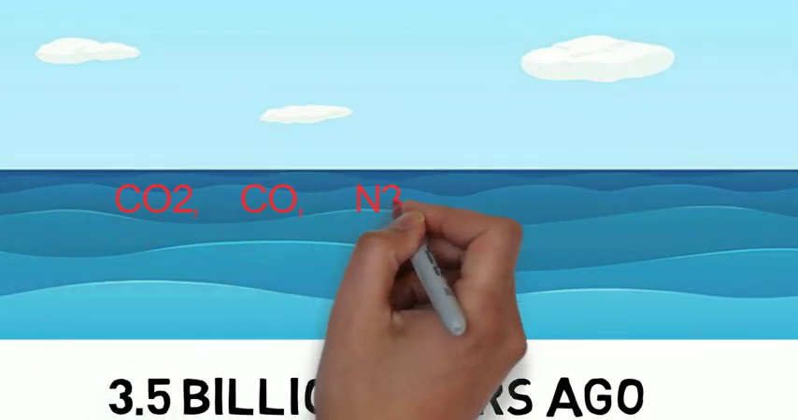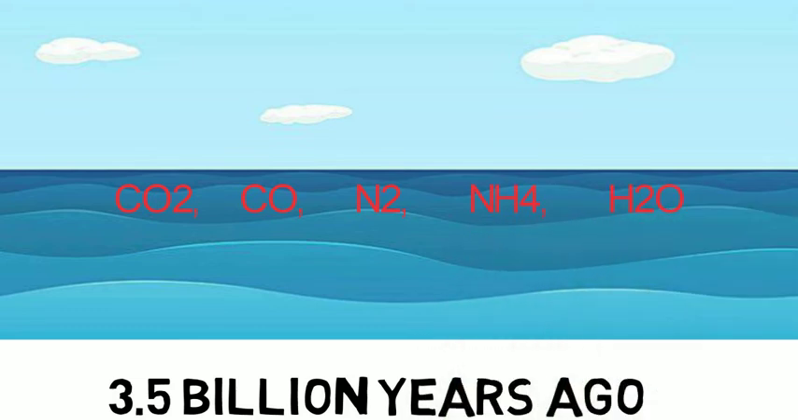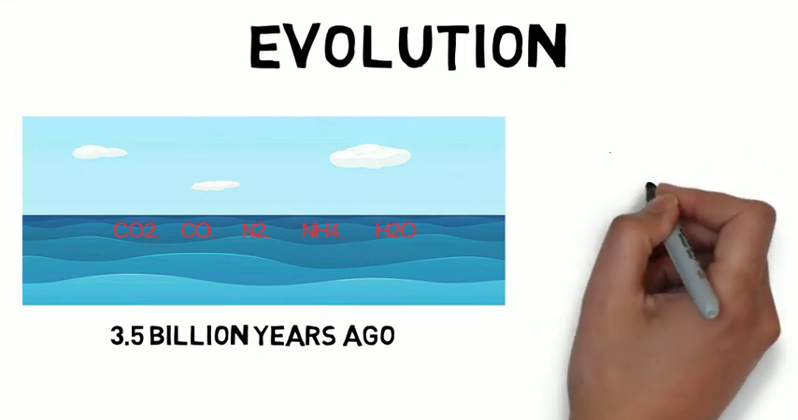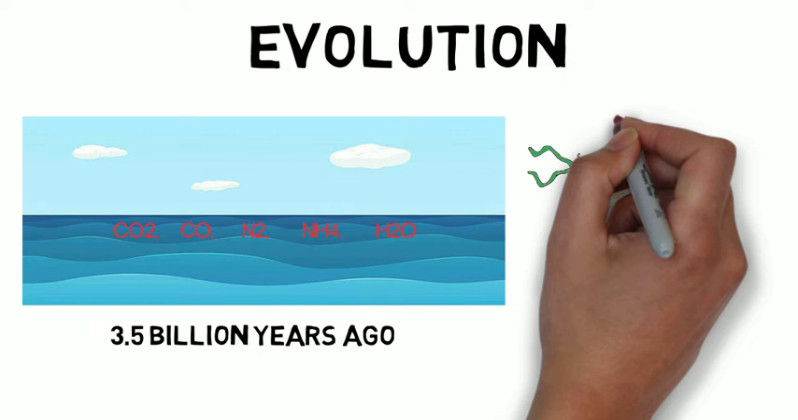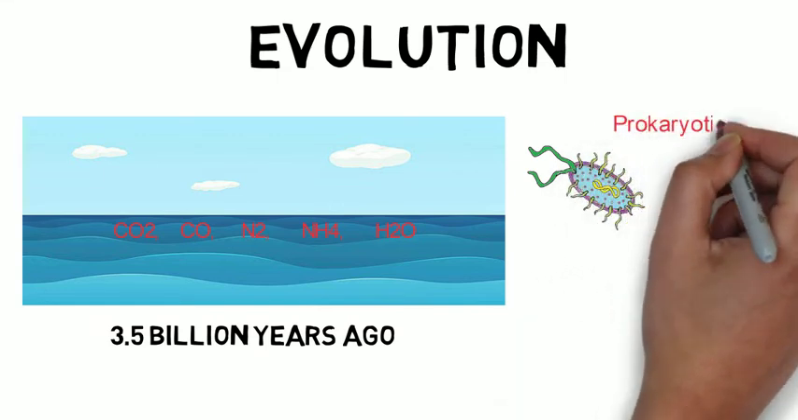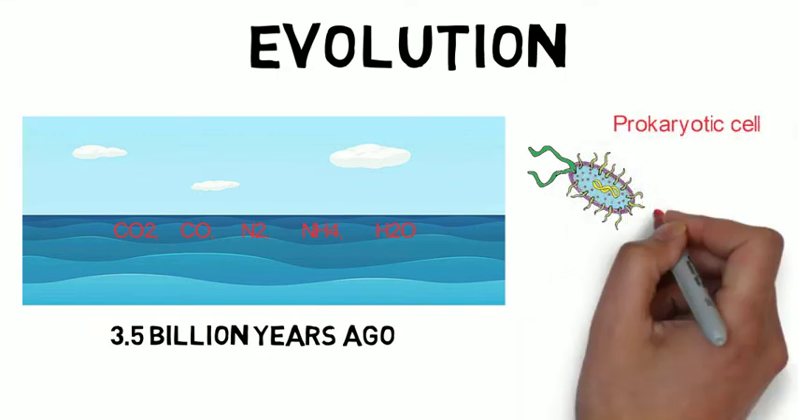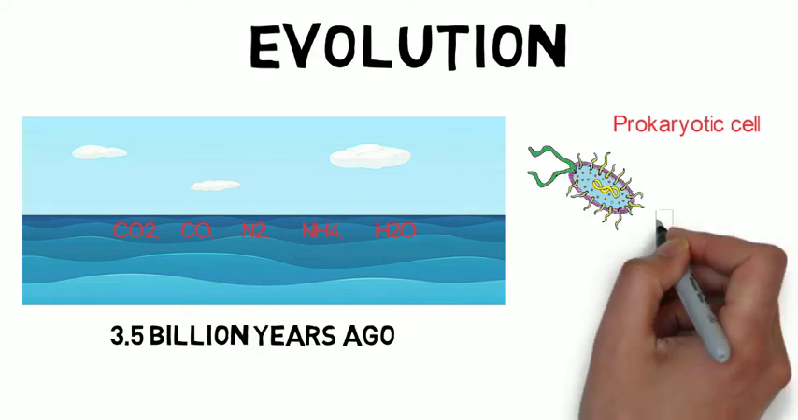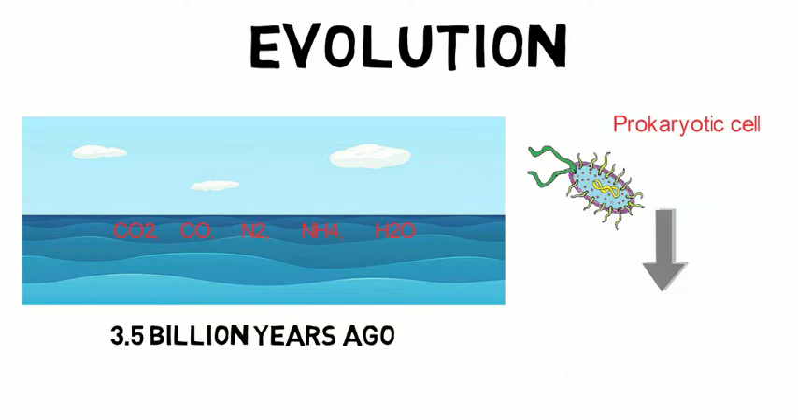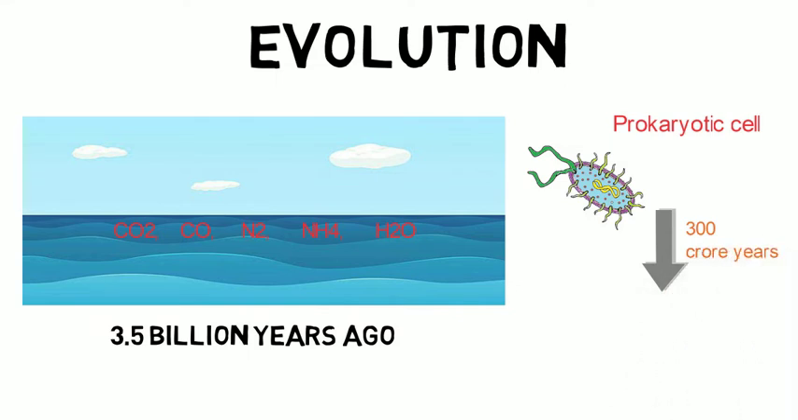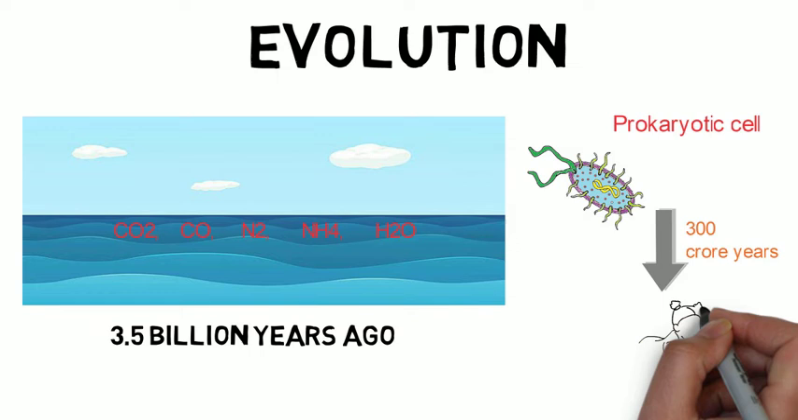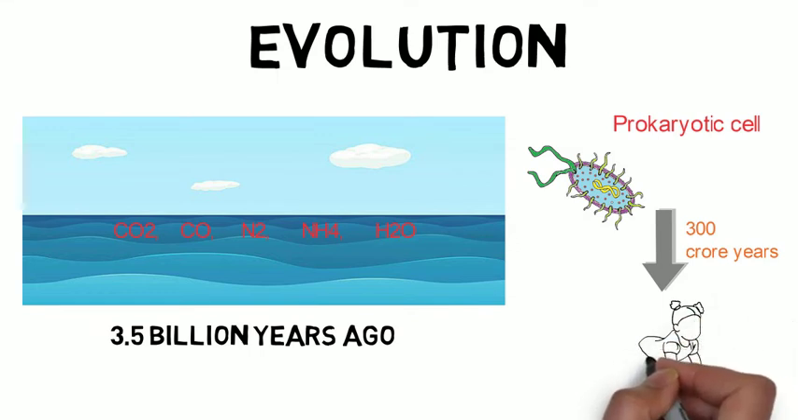So in the primitive earth, the environment had organic and inorganic compounds such as carbon dioxide, ammonia, nitrogen, carbon monoxide, and water. All this came together and formed the first protoplasm, which resulted in the formation of a prokaryotic cell, the basic cellular organism. Then this unicellular organism later on evolved into a eukaryotic cell, and then a multicellular organism, and over a period of 300 crore years it resulted in the formation of human beings. So evolution is a gradual change and the formation of new species from that slow and gradual change.